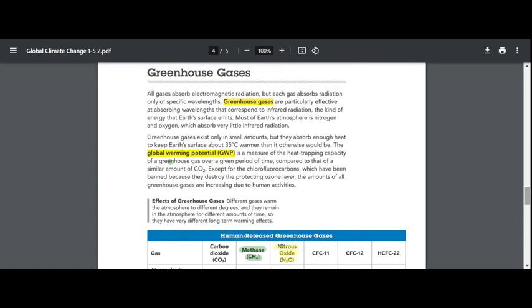The global warming potential is a measure of the heat trapping capacity of a greenhouse gas over a given period of time, compared to that of a similar amount of CO2. Except for the chlorofluorocarbons, which have been banned because they destroyed the protecting ozone layer, the amounts of all greenhouse gases are increasing due to human activities.